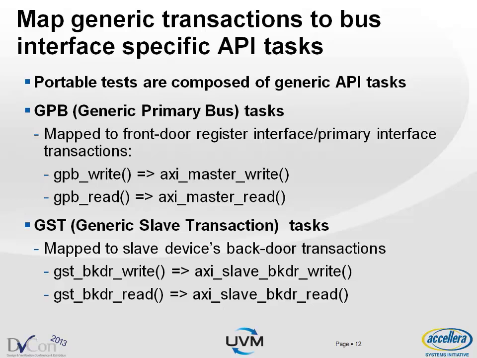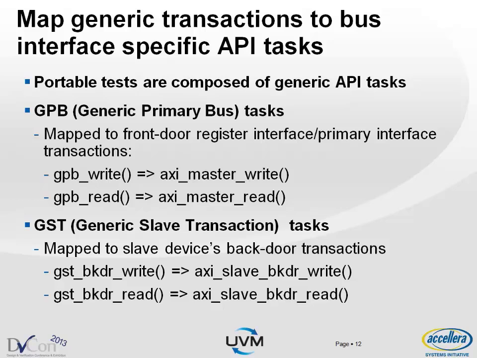And the GST stands for generic slave transaction. Usually in a slave model in the testbench, we sometimes want to do some backdoor transactions to access the memory contents. So we have the GST backdoor write task that maps to the AXI slave backdoor write, and the backdoor read maps to the AXI slave backdoor read. We can also use this API task to preload a memory image or dump a block of memory contents.